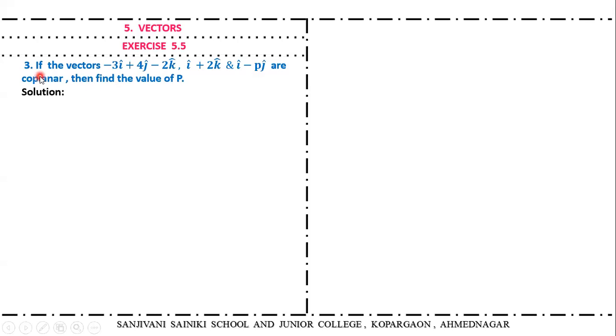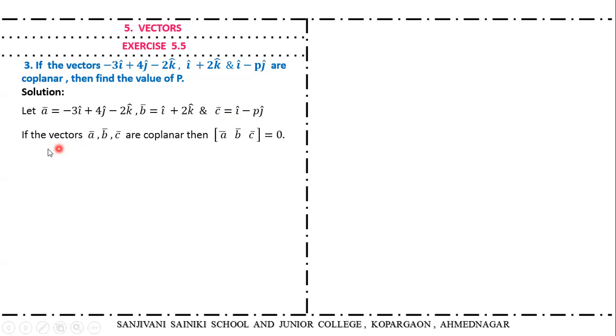The third example: if the vectors −3i^ + 4j^ − 2k^, i^ + 2k^, and i^ − pj^ are coplanar, then find the value of p. Let us give names to these vectors. a̅ is the first vector, b̅ is the second vector, and c̅ is the third vector.